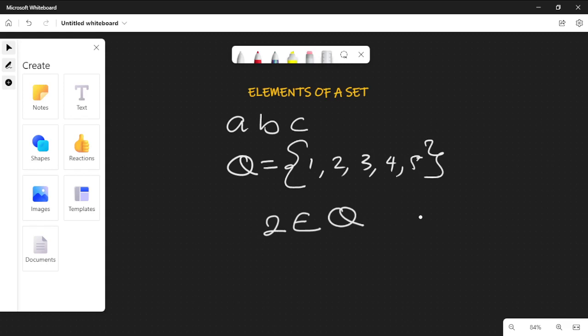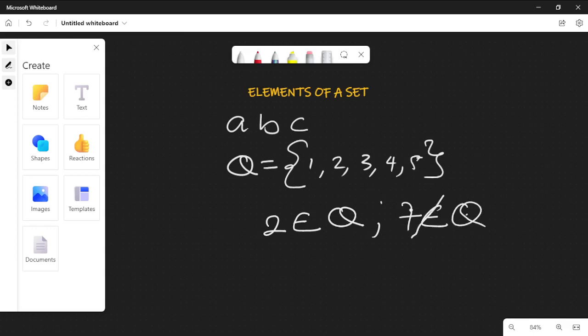And I can write it, if I want to write that 7 is not an element in Q. So what I'm going to do is that I'll write down 7, and I'll write down the same symbol, but this time around I'm going to cross it. Okay, so this is the symbol, and I'll just cross it like this, then I'll write down Q.